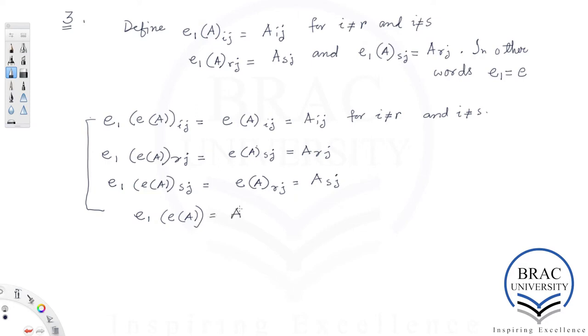Now it's obvious that since E1 and E are the same, E of E1 of A is also equal to A. Okay? Okay, so this way we are done proving theorem 2, QED.